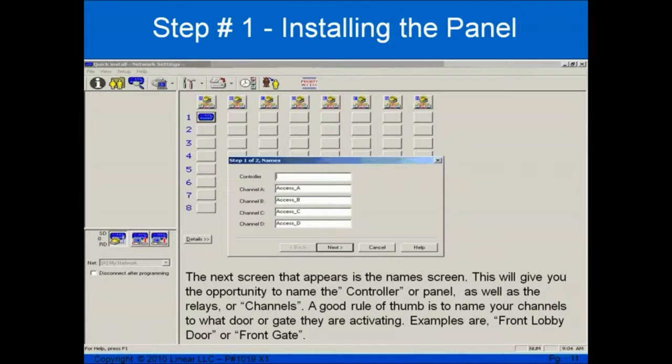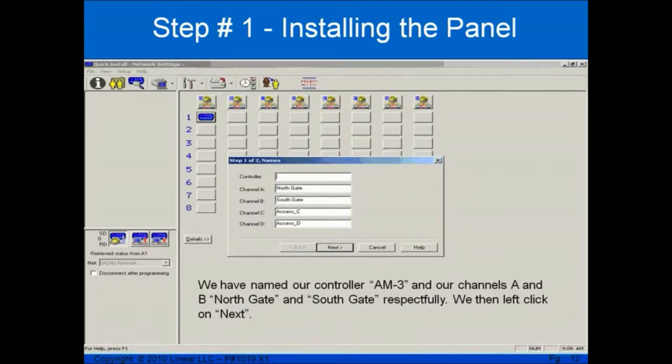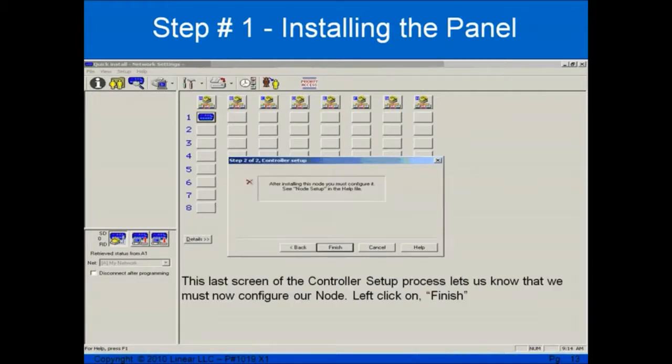As far as the channels are concerned, those are your relays. It's a good rule of thumb to label your relays as to what they're actually activating. Front lobby door, a front gate is another example. We will call our controller AM3. Our channel A is going to activate the north gate, and channel B is going to activate the south gate. After we label, we click Next, and this screen tells us we have to configure the panel or node.